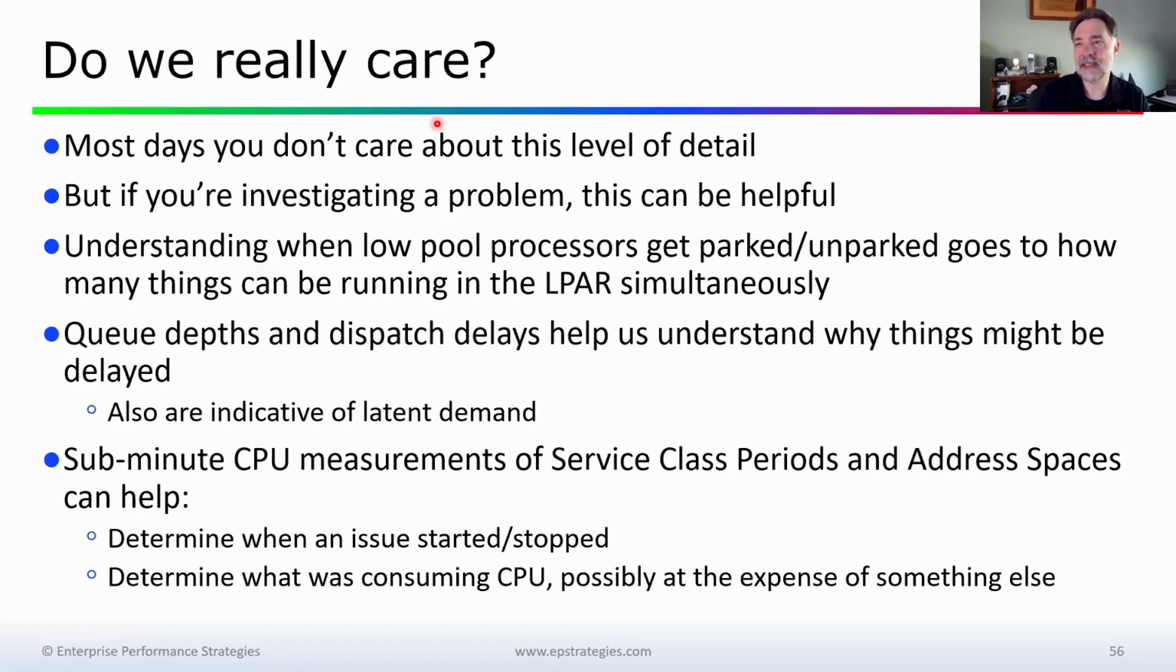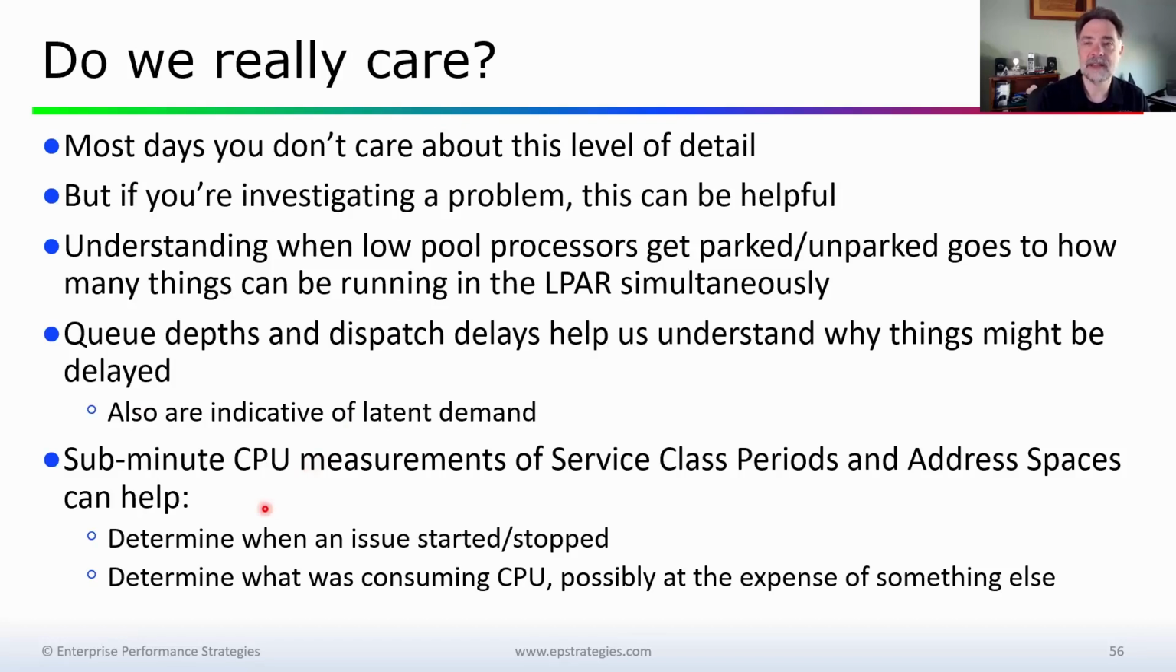The queue depths and the dispatch delays can help us understand why things are delayed, because you will see delays even on things like SYSTEM and SYSSTC, and that's because of queuing, right? And again, you only had maybe 3 CPs available on this LPAR, but you got more than 3 address spaces that want to run. And this can also be indicative of latent demand. So that's an interesting thing as well.